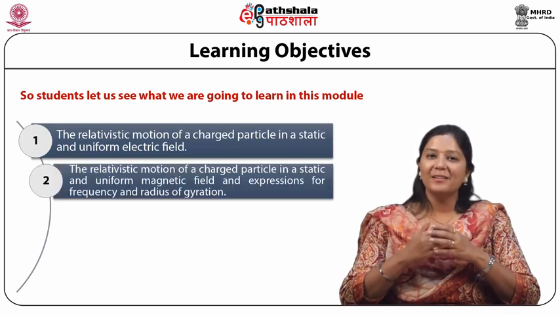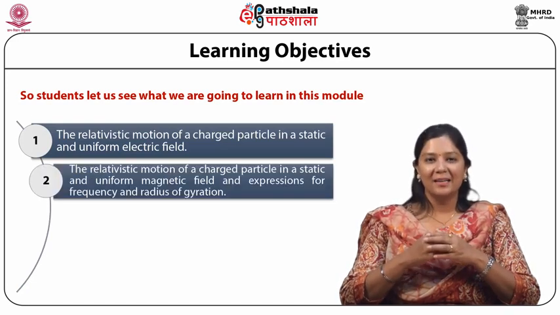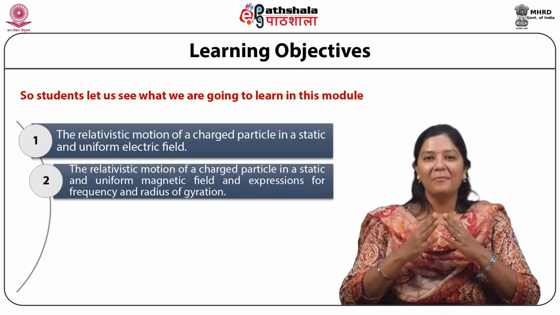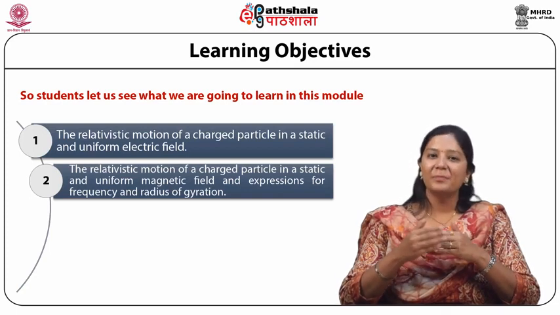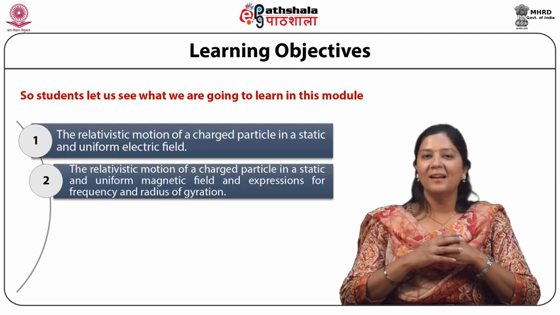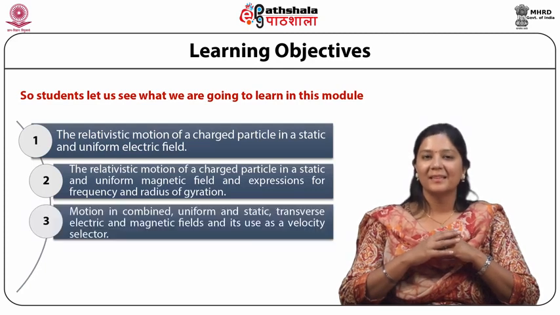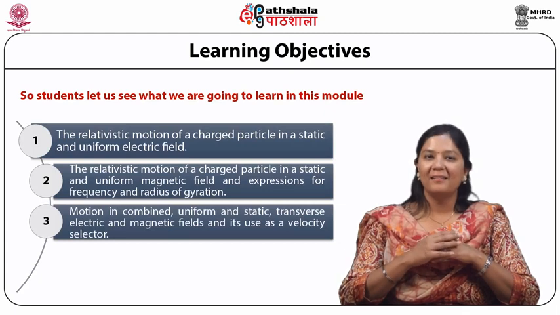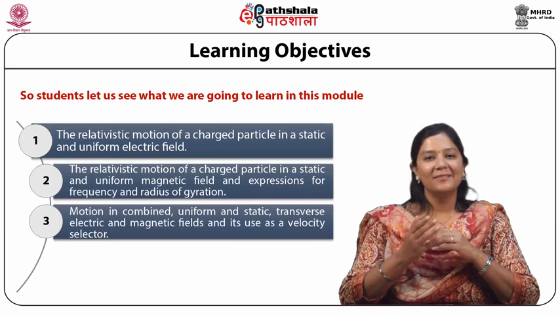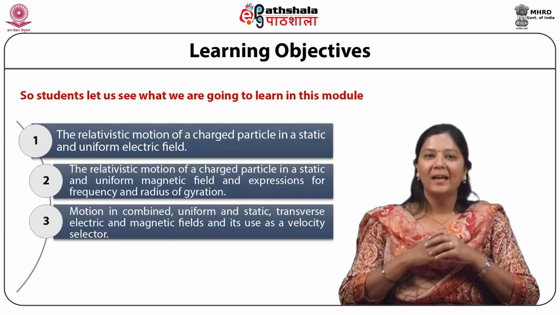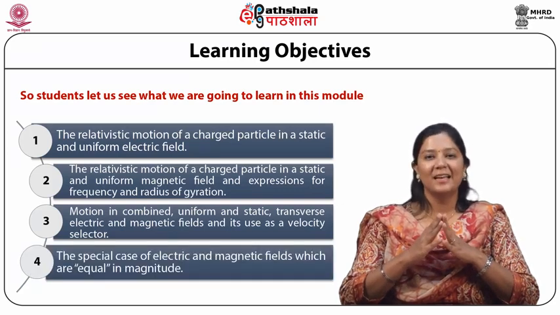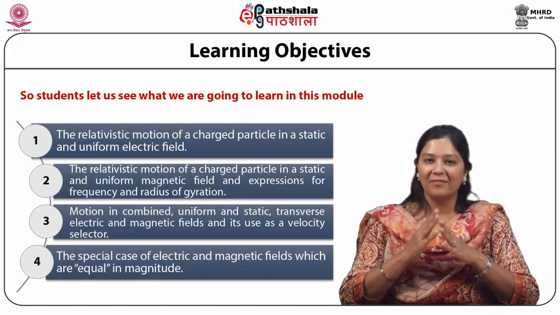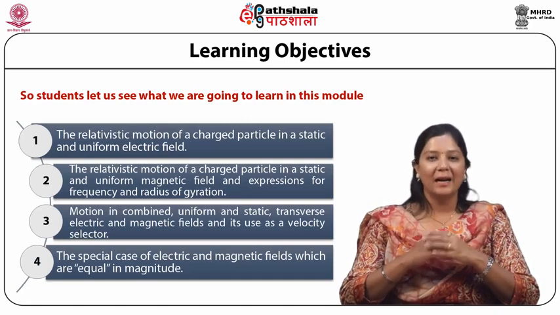Second, the relativistic motion of a charged particle in a static and uniform magnetic field and expressions for frequency and radius of gyration. Third, motion in combined uniform and static transverse electric and magnetic fields and its use as a velocity selector. And lastly, the special case of electric and magnetic fields which are equal in magnitude.